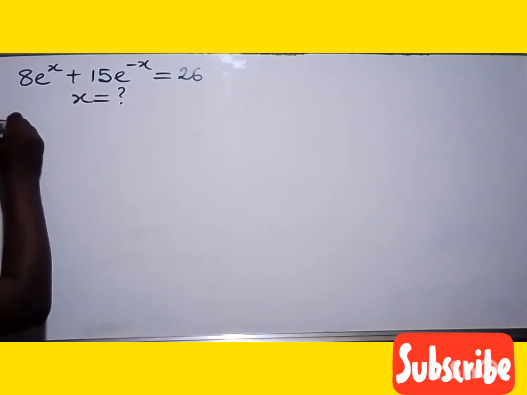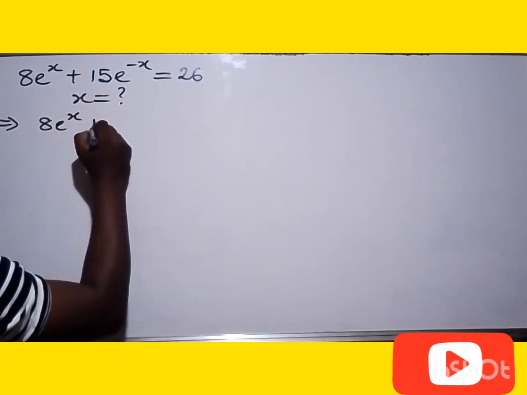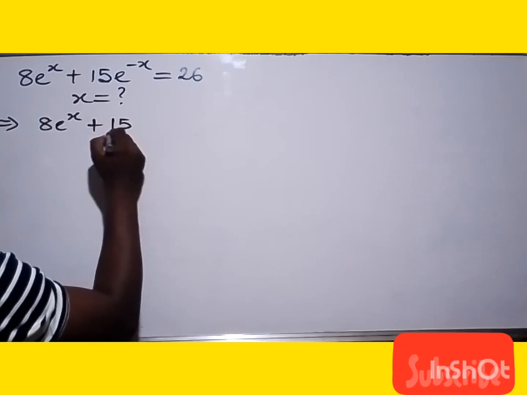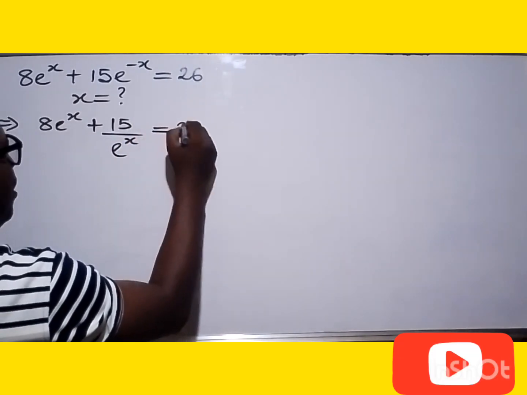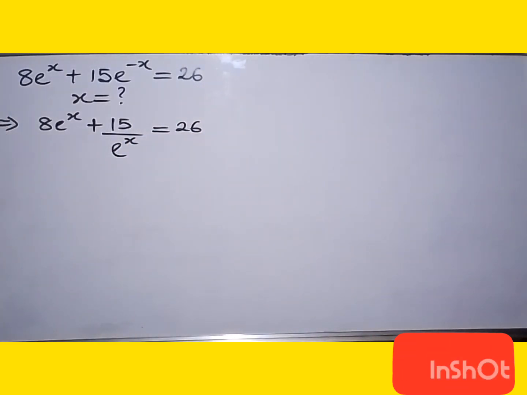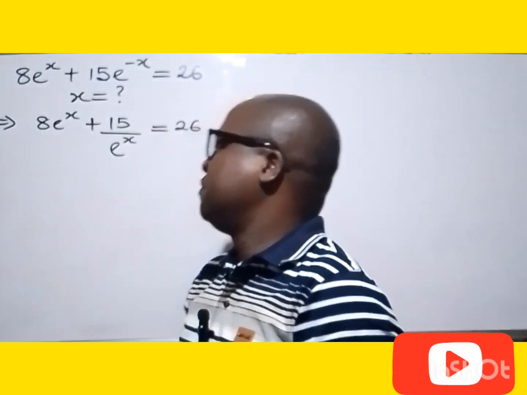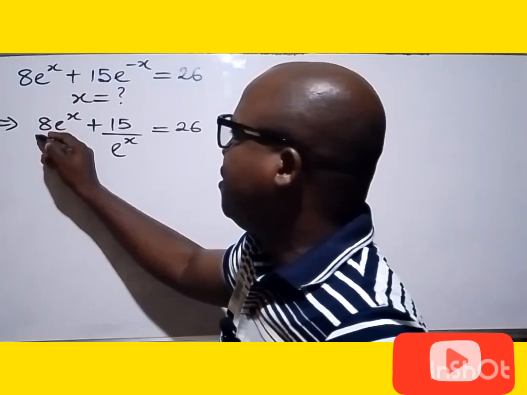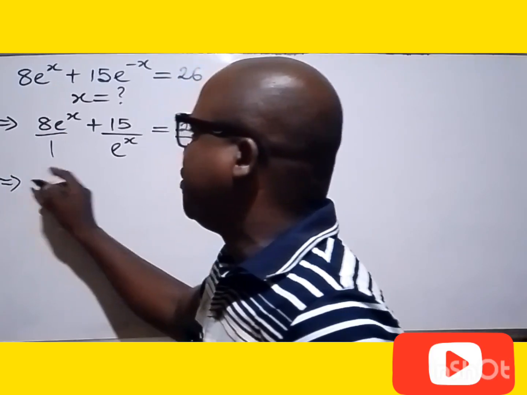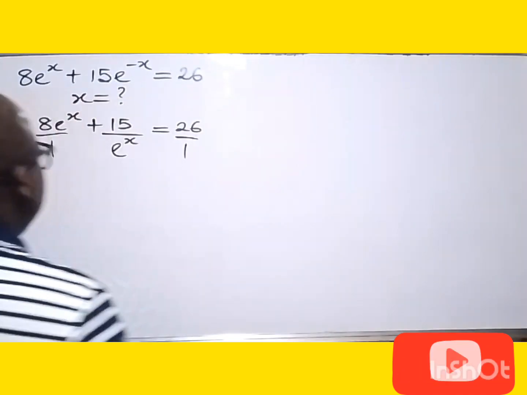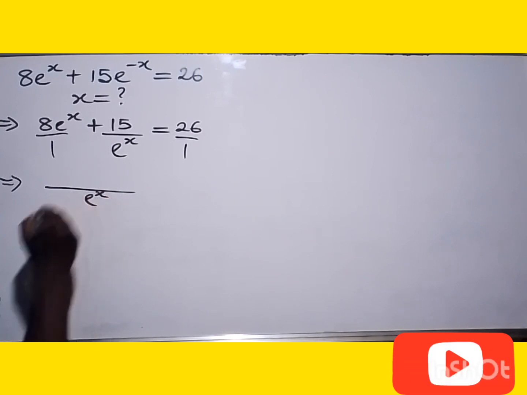By doing that, we are going to have 8e raised to the power of x plus 15 all over e raised to the power of x is now equal to 26. So the next thing we are going to do now is to simplify everything. We have a fraction here. I can put 26 over 1. So here I need to find the LCM. The LCM will be e raised to the power of x.